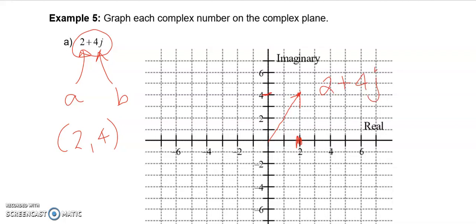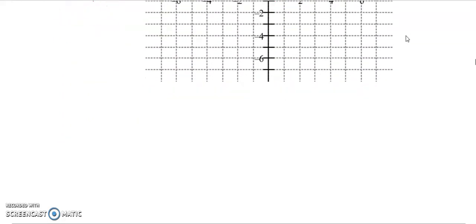You'll notice that this number ends up in quadrant number 1. But depending on the signs of the a and the b, it's possible that your complex number could end up in any of the 4 quadrants. In fact, if a or b is equal to 0, your complex number will actually lie right on top of either the real or the imaginary axes. And we'll see some examples of that in just a little while. So graphing a complex number using a real and imaginary axis is not difficult at all.